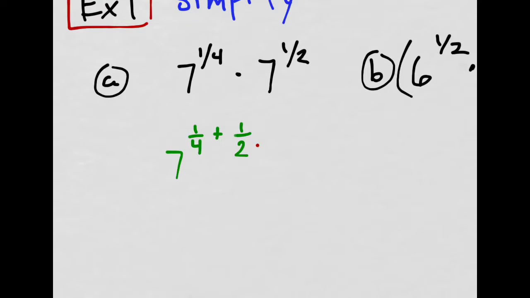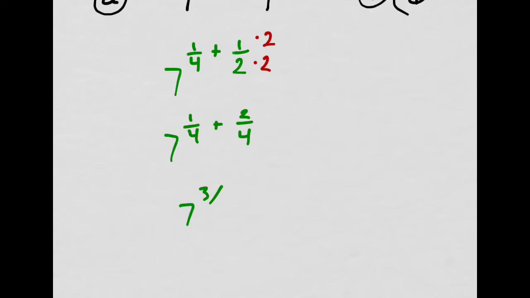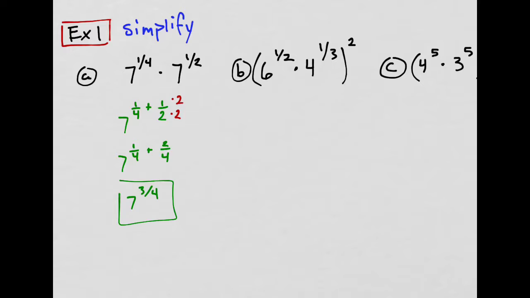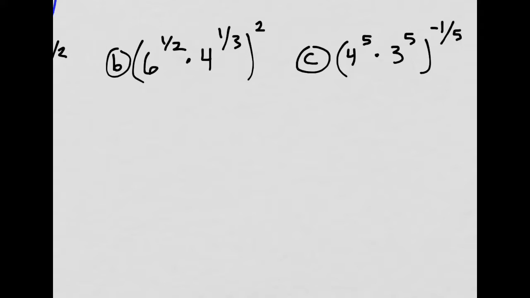I will need to get a common denominator. So then I just get 7 to the 1/4 plus 2/4. That's just 7 to the 3/4. You can do all of that in your head. I don't mind if you do that in your head. I'm just showing you all the steps. In fact, I'll try and do this one in my head.